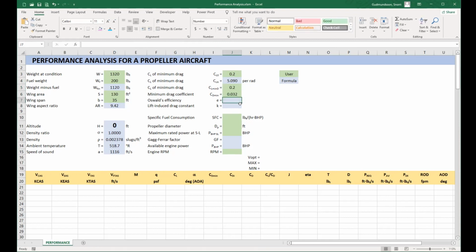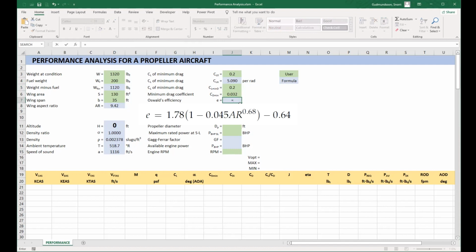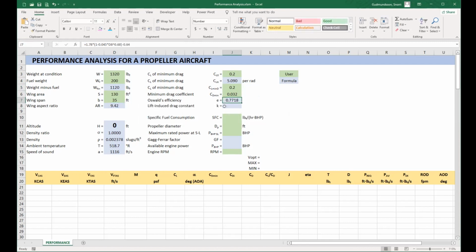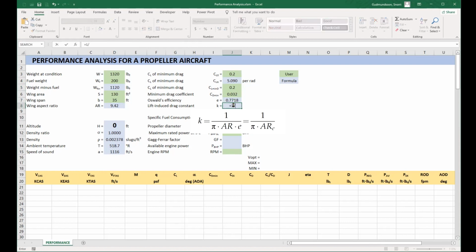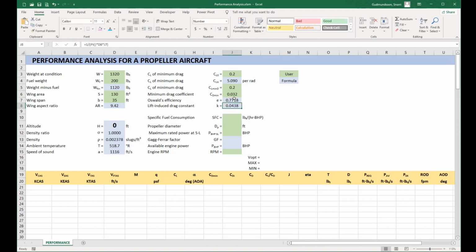Then let's calculate the Oswald's efficiency coefficient for the airplane. For aircraft in this size class, I find equation 9-89 or 9-129 generally gives good results for aspect ratios less than 12. Let's enter it here. Then let's enter the lift-induced drag constant of equation 15-7 or 16-6: 1 over the product pi times AR times e. Done.